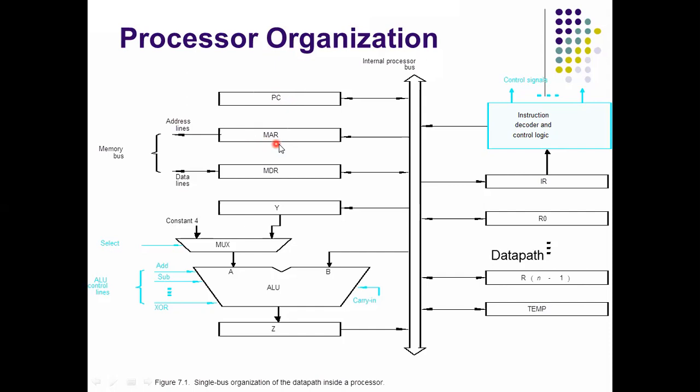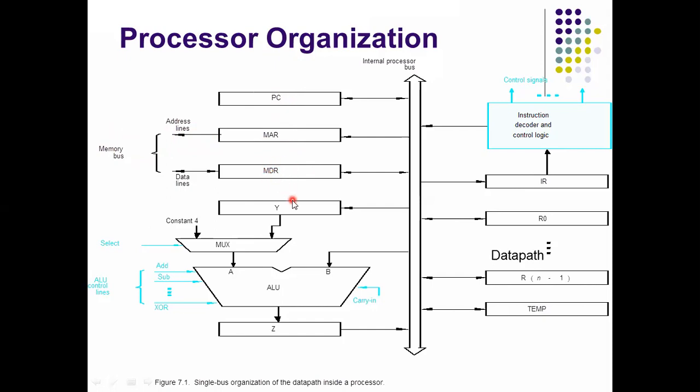Next, MAR, memory address register. This contains the address lines. Next, memory data register. MDR means memory data register. These two belong to the memory bus. Where the address locations are stored and where the data locations are stored is all known by using this memory address register and the memory data register.